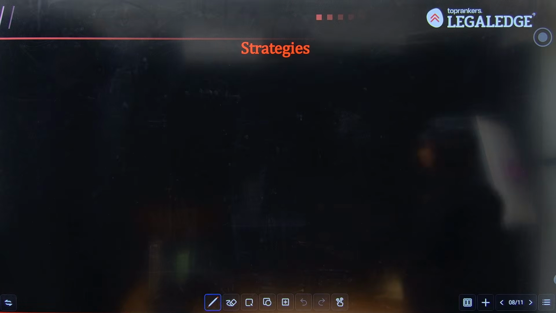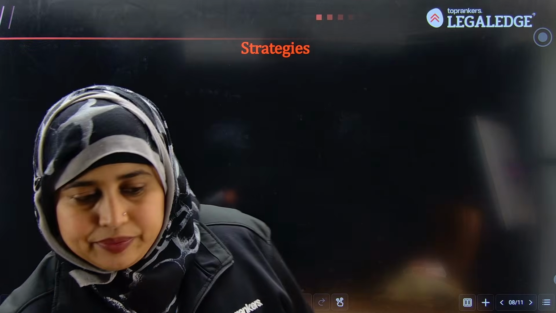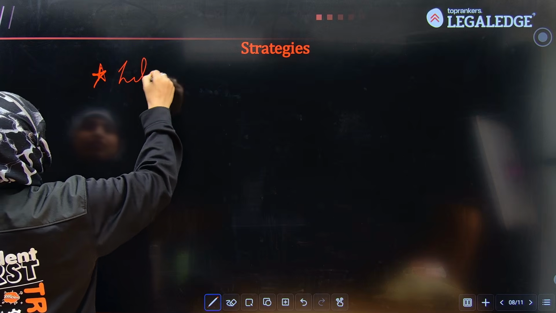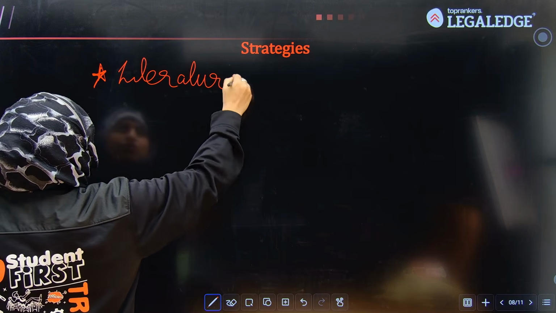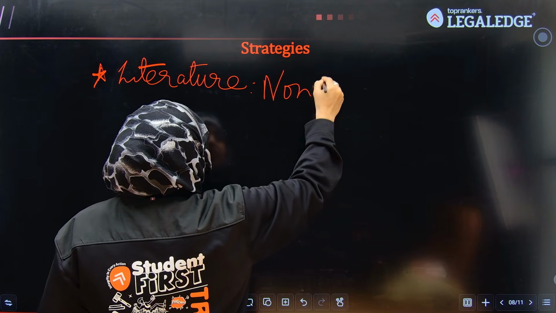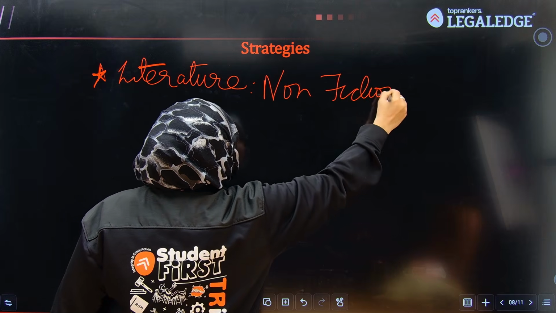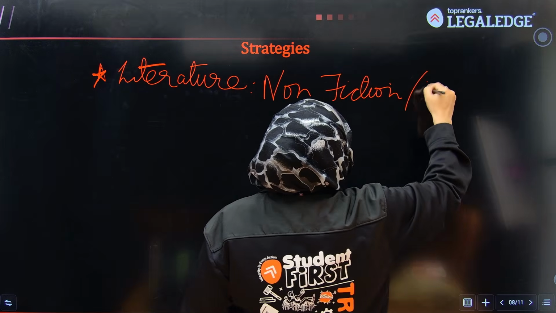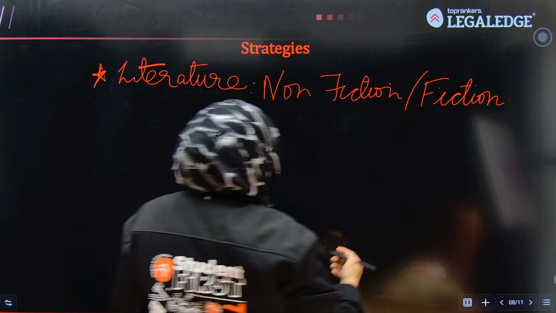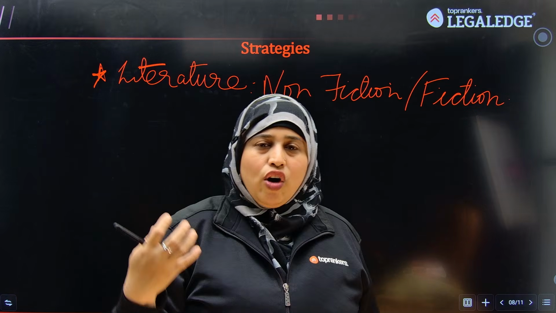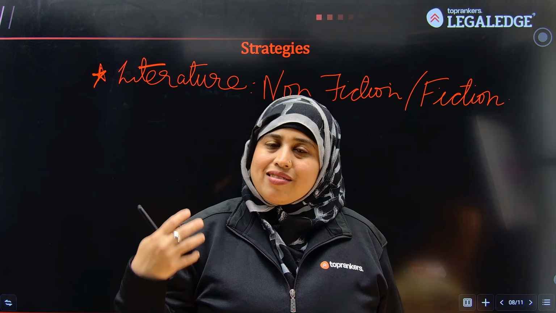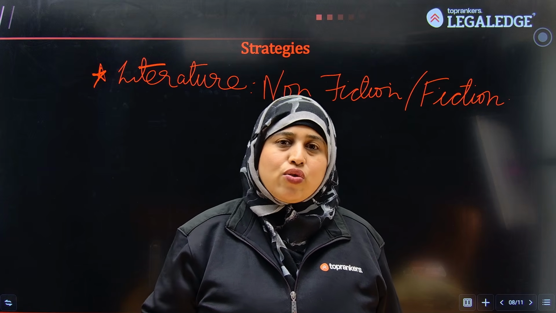Now, students, what should be the strategy like? As we know that literature is dominant, so divide literature into two parts. One is non-fiction, the other one is fiction. Try to get acquainted with both. If you're not comfortable with, say, novels, dramas, poems, etc., what you can do is start reading short stories. Read one short story every day.